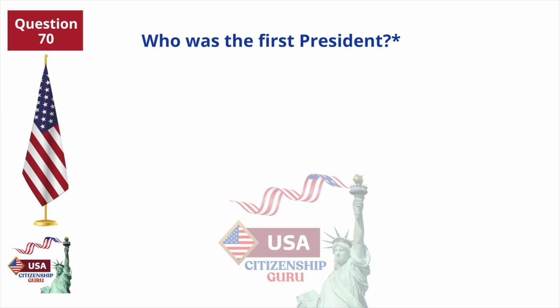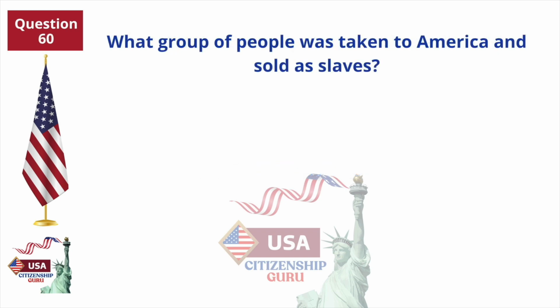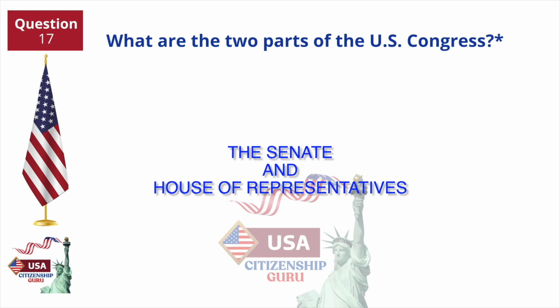Who was the first president? George Washington. What did the Emancipation Proclamation do? Freed the slaves. What group of people was taken to America and sold as slaves? Africans. What are the two parts of the U.S. Congress? The Senate and House of Representatives.